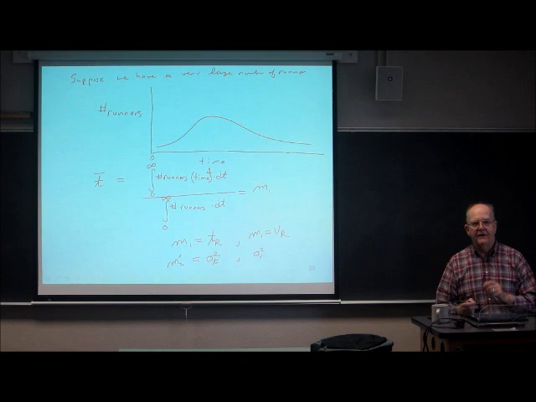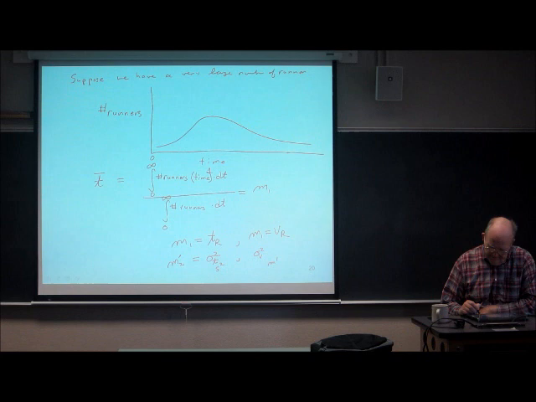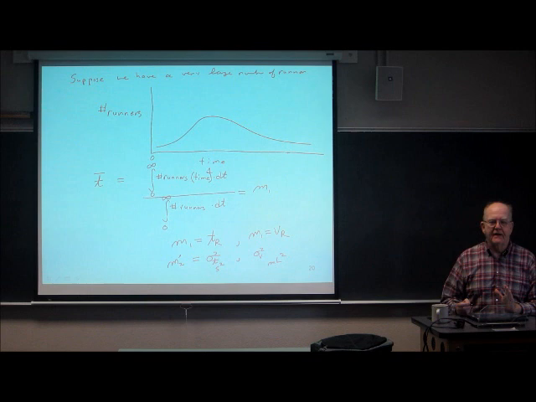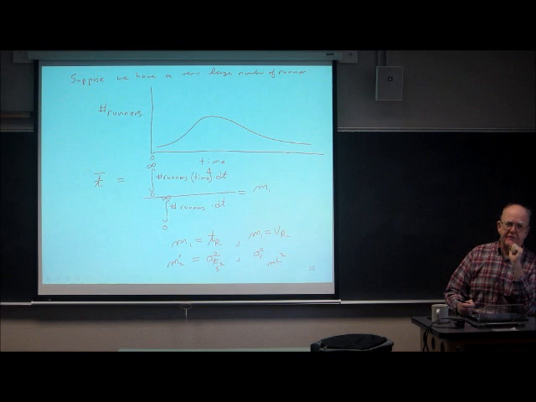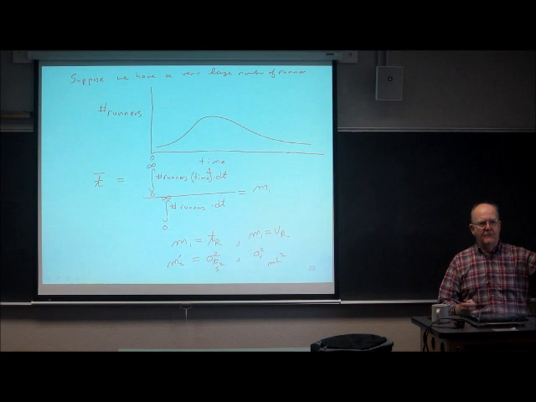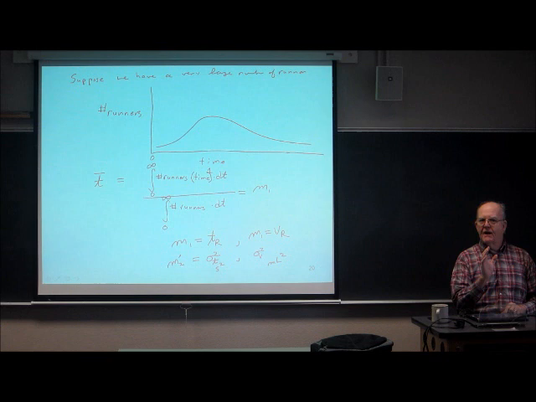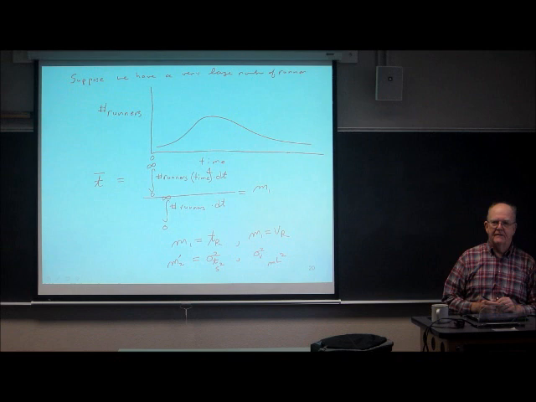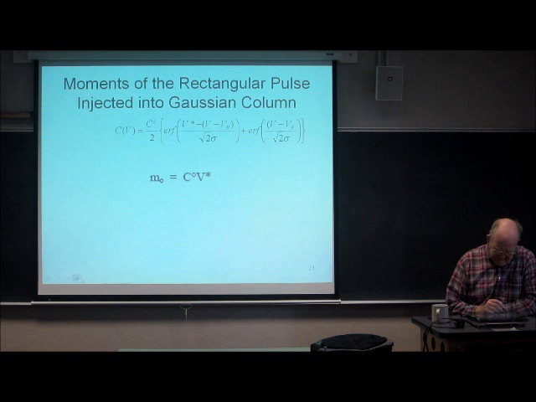So that would be seconds squared or milliliters squared. And that's basically it. Now, if we have a non-Gaussian distribution, which is what we get if we put into a chromatographic column a rectangular pulse of solute, if you put in too much, the distribution becomes non-Gaussian. And I gave you the moments of that distribution the other day, and I think they're in here somewhere. Yes?